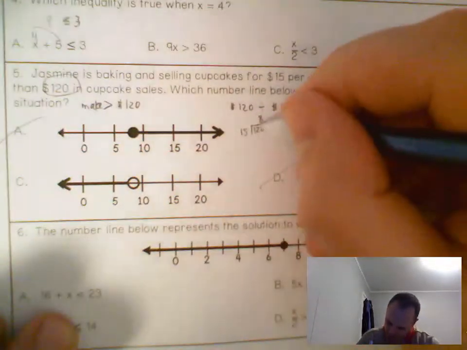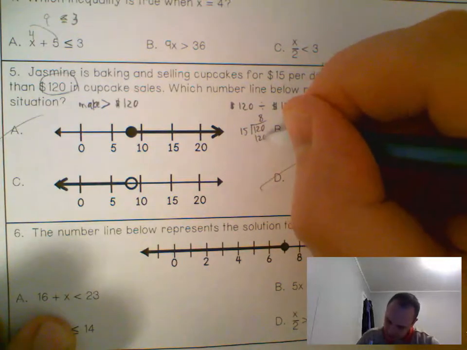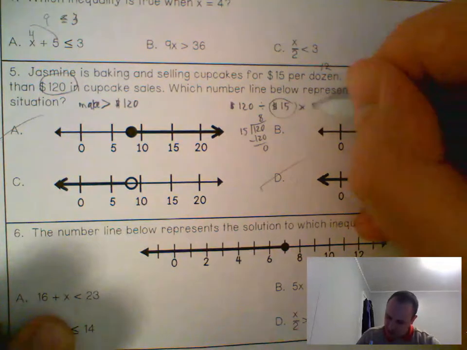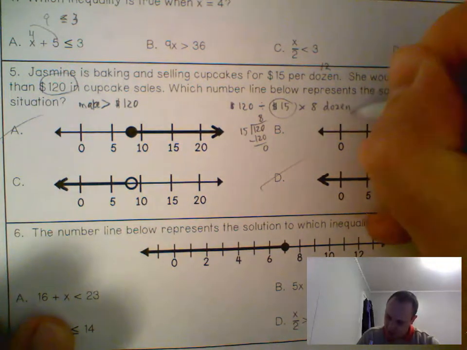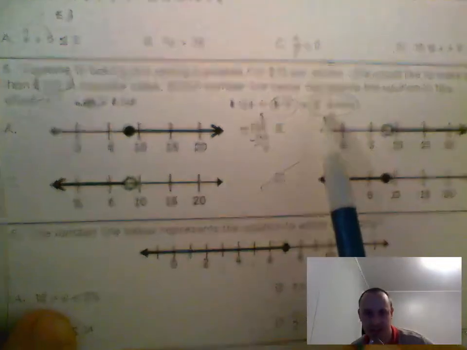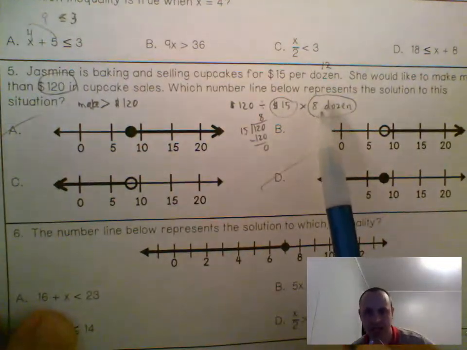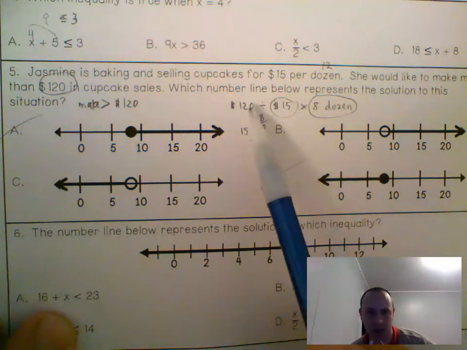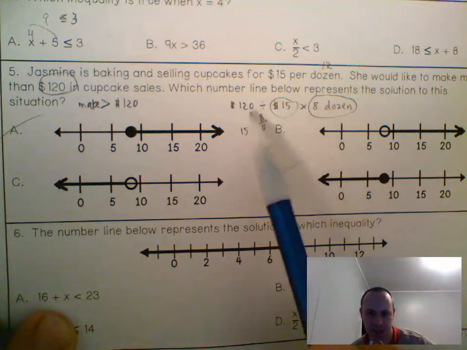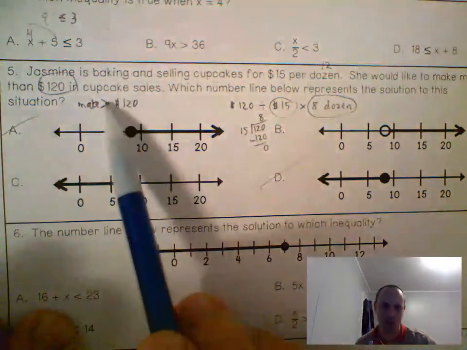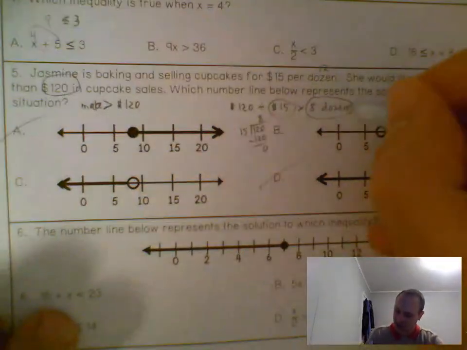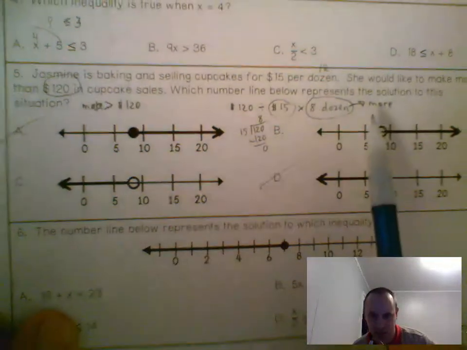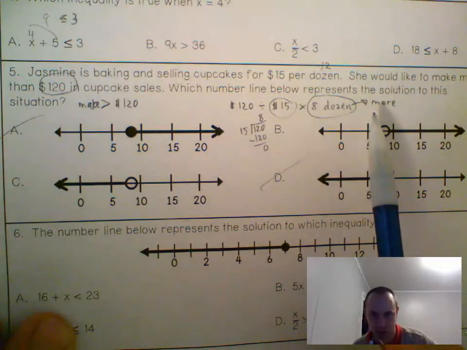So it looks like she can sell $15 per dozen times 8 dozen. Looks like she can sell 8 dozen donuts or cupcakes. She can sell 8 dozen, and 8 times 15 will give her 120. So that's not good enough. She doesn't want to make 120. She wants to make more than 120. So she'd have to sell more than 8 dozen in order to get what she wants.